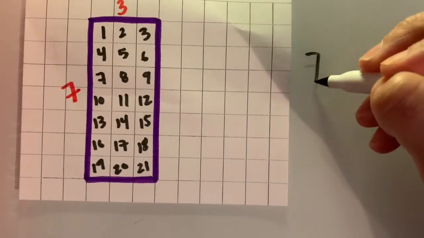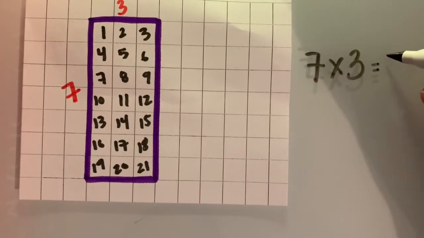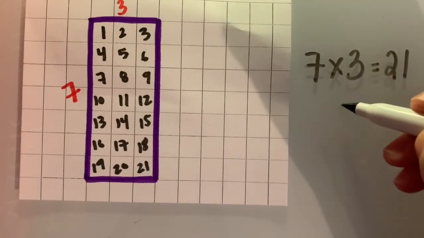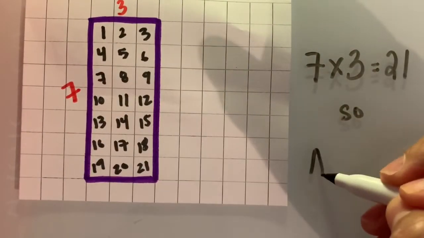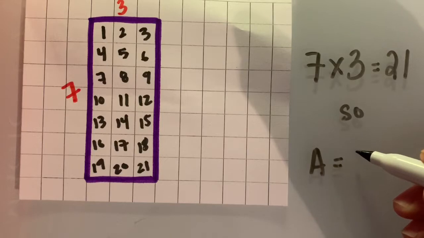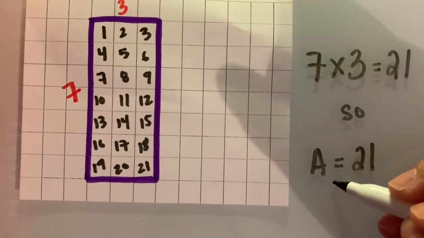Let's go back to our previous problem. We counted 7 rows, and there are 3 in each row. So that means that there are 21 square units inside of this rectangle. So my area is 21 square units.